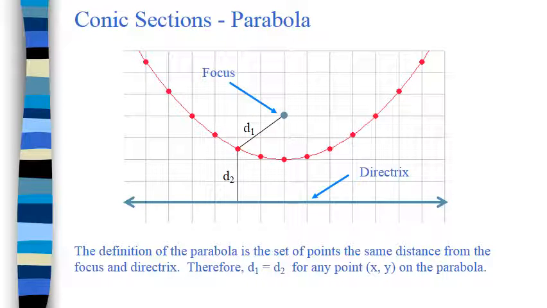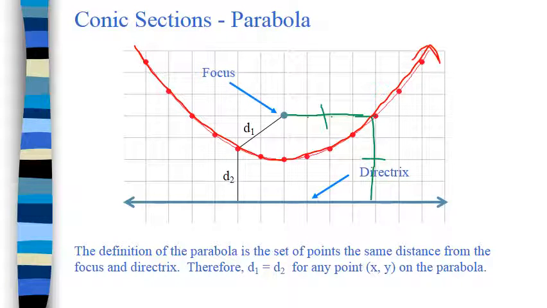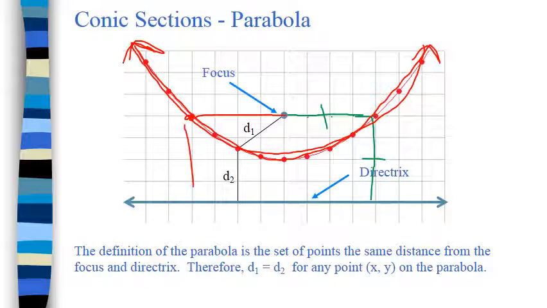So that distance between the vertex and the focus is going to be the same as from the vertex to the directrix. So if this is 1, 2, 3, 4 units, this is 1, 2, 3, 4 units. And you can see that for any single point you want to pick on the parabola, if you draw a line from that point to the focus and that same point to the directrix, perpendicular to the directrix, you will get the exact same measure.